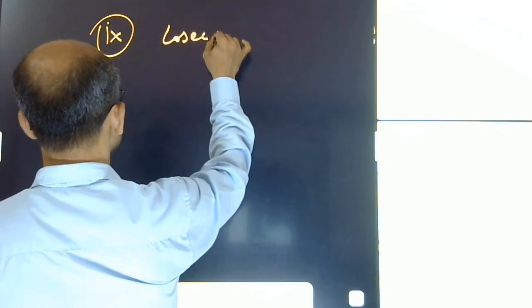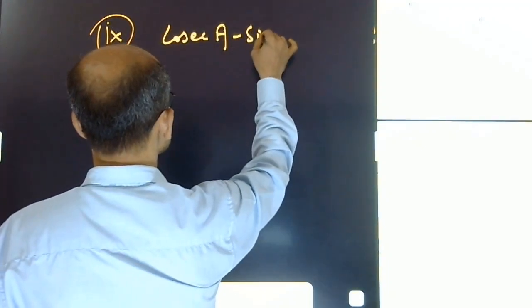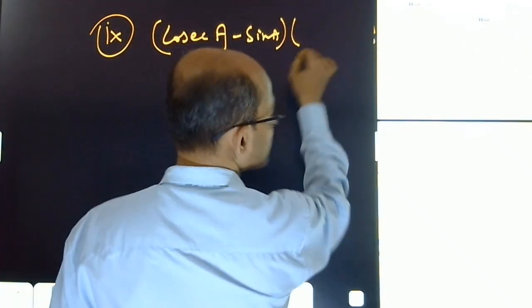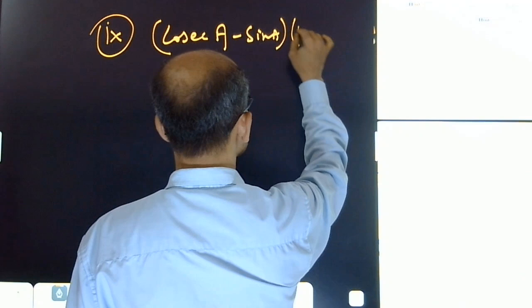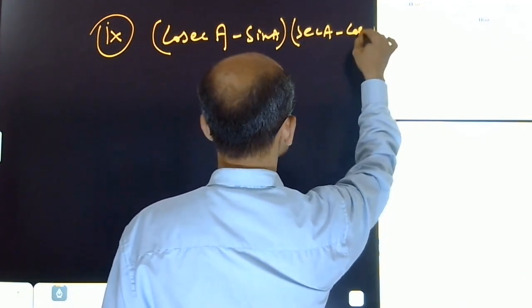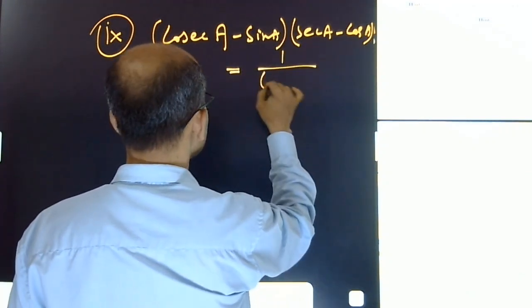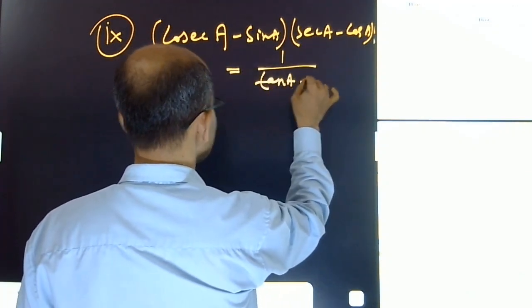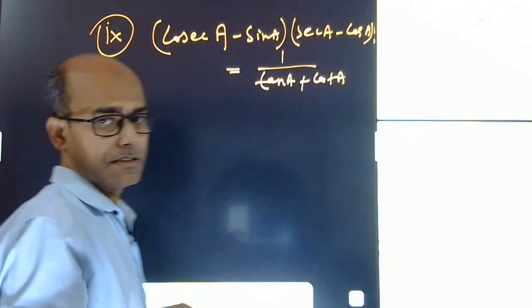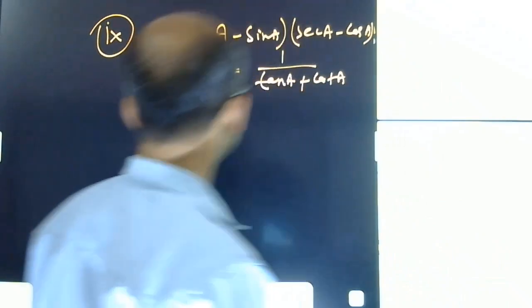LHS is given: (cosec A minus sin A) into (sec A minus cos A) is equal to something like RHS, 1 by (tan A plus cot A).